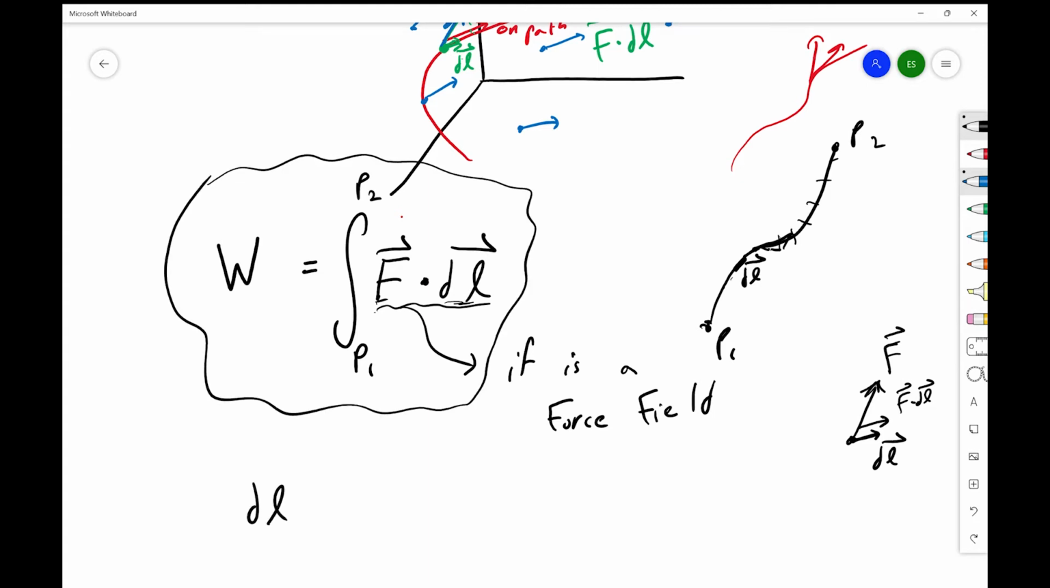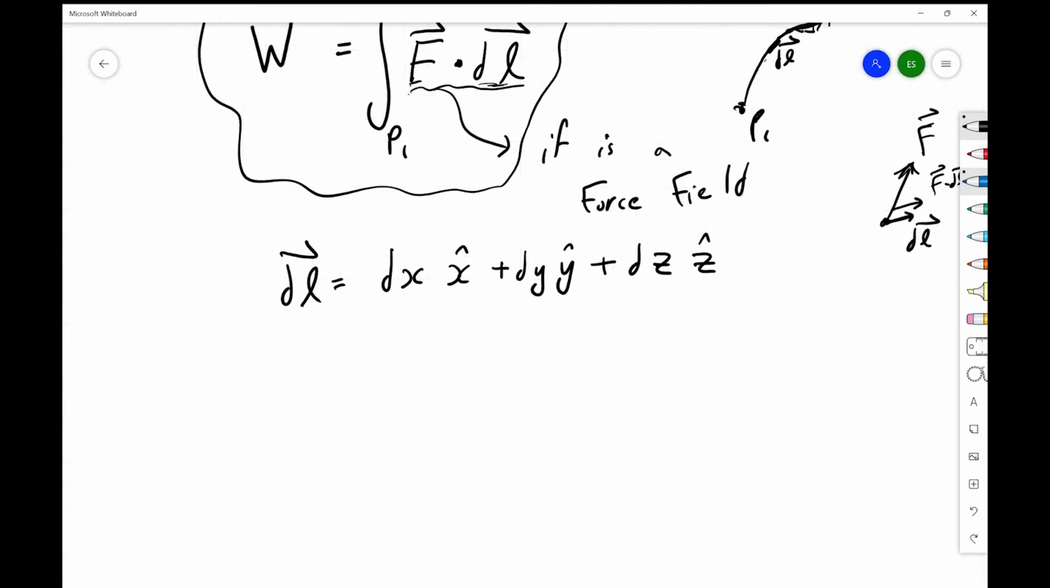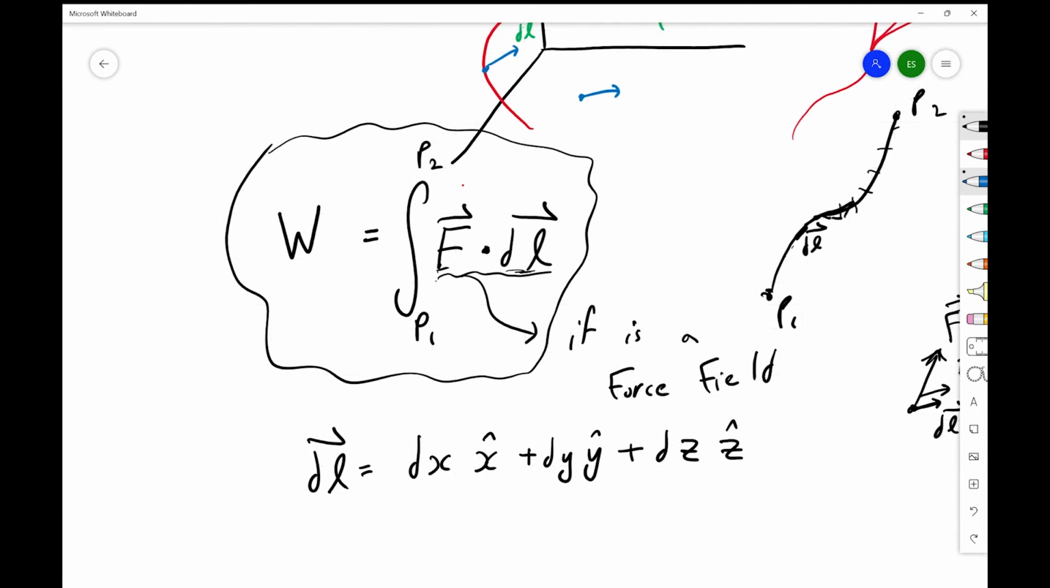And dl, of course, we learned already how to express it in different coordinate systems, where we want to describe the space precisely in a coordinate system, right? So we learned that in Cartesian coordinate system, we can decompose this as dx x hat, plus dy y hat, plus dz z hat. Right? So work is an example.